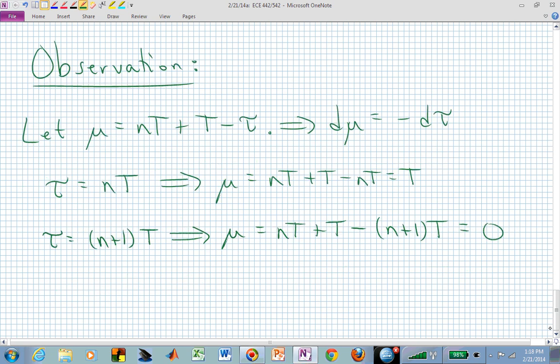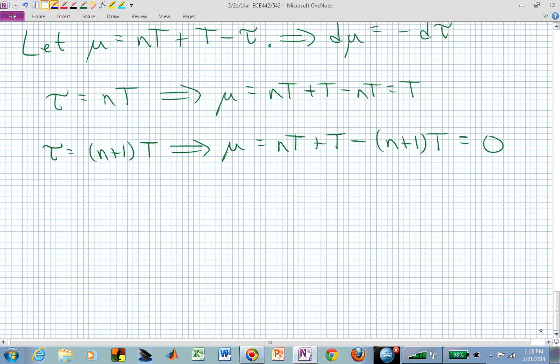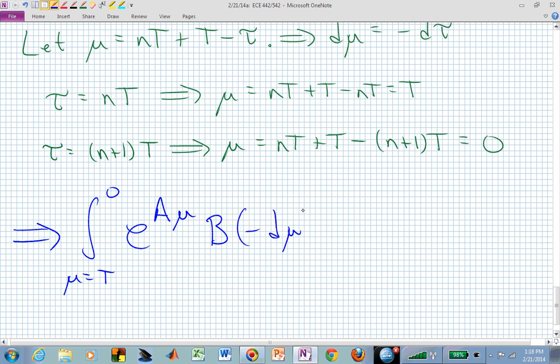If we now use those new variables, mu, in the expression and allow our limits to be now taken from the lower limit when tau was equal to little n capital T, that corresponds to mu equal to T, and the upper limit is now 0, e to the A, we replaced all of that mess that was multiplying A with just this new variable mu, B, and now we have this minus d mu.